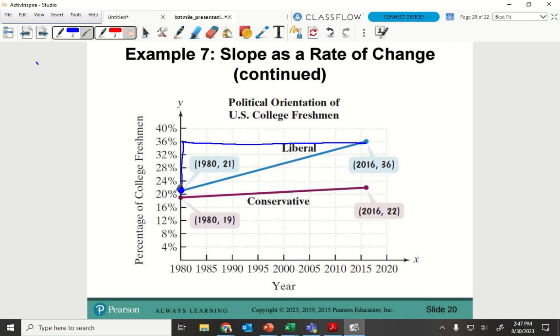It goes from that point right there, which is 21, so it goes from 21 to 36. How much did it go up? 15? Okay. So it's up 15 over. It starts at 1980 and goes to 2016. How many years is that?